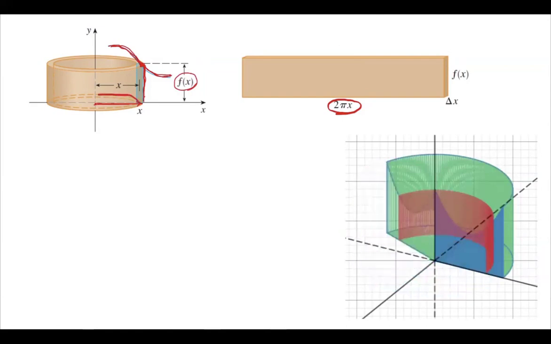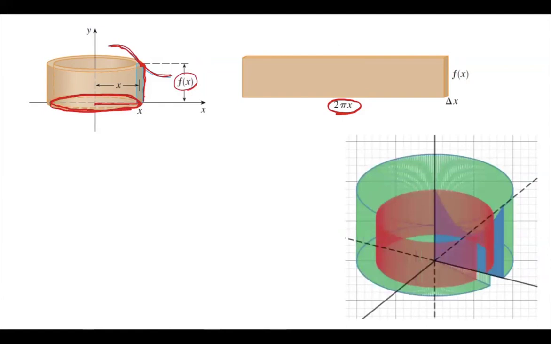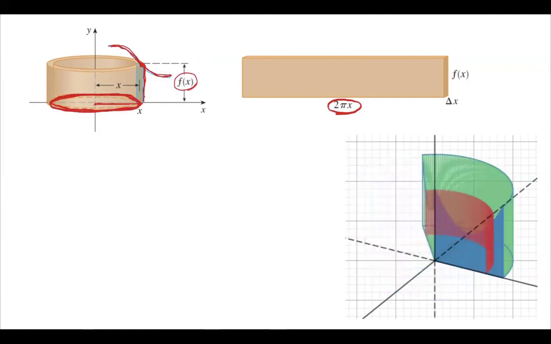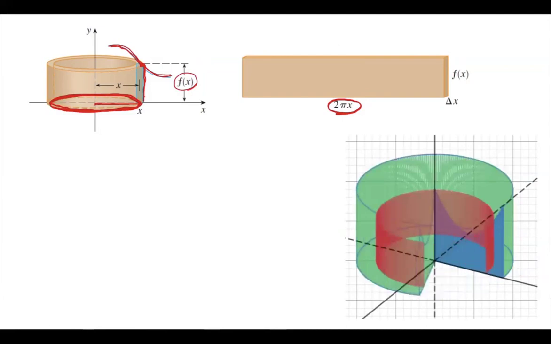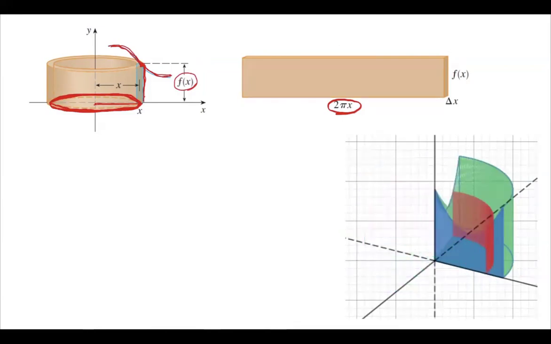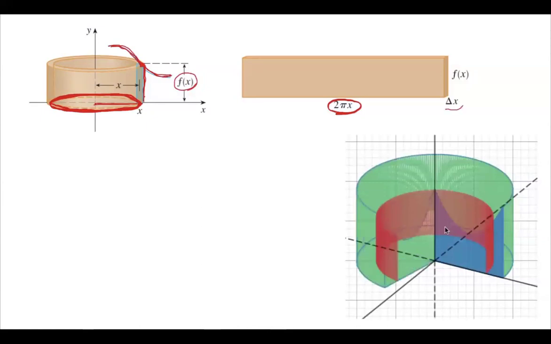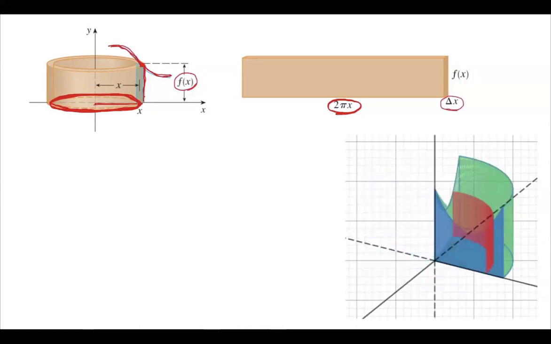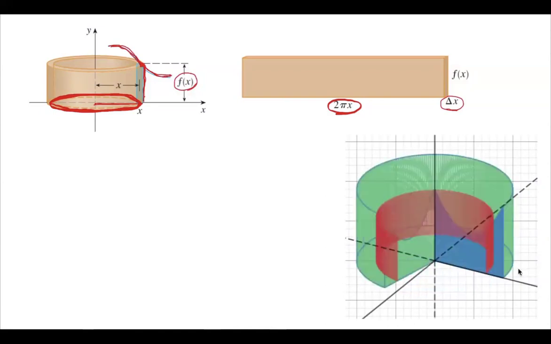So down here, if you look at the base, what is the length of this base? What's the length of this circle here? The length of this circle is 2 pi times x. The height is f of x. You have a thickness, which is delta x as well. So we're going to use all of these pieces of information and calculate the volume.